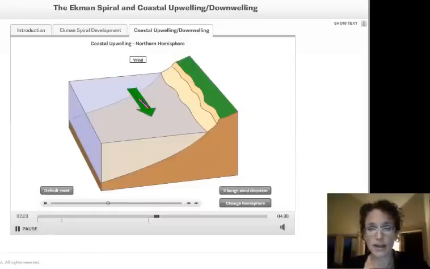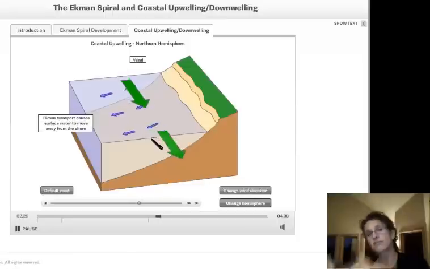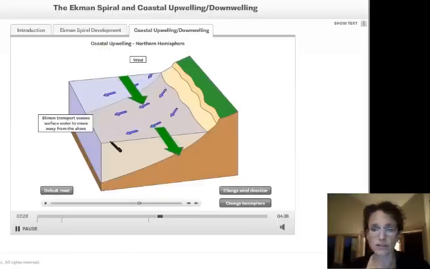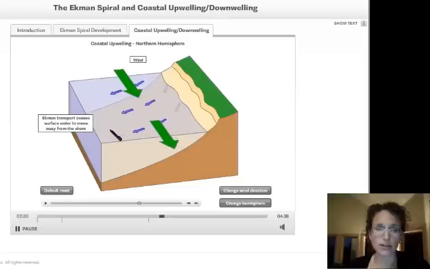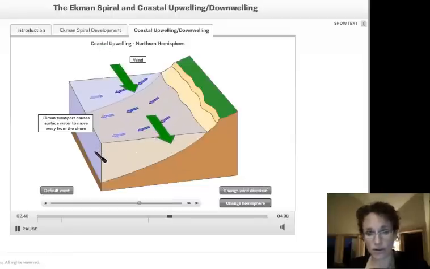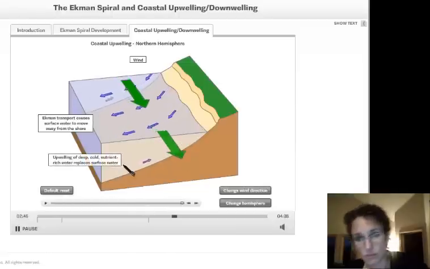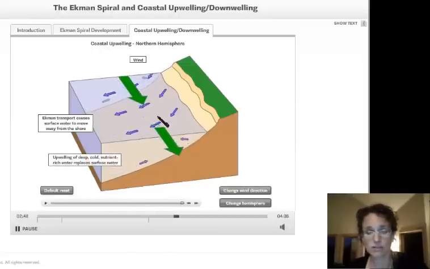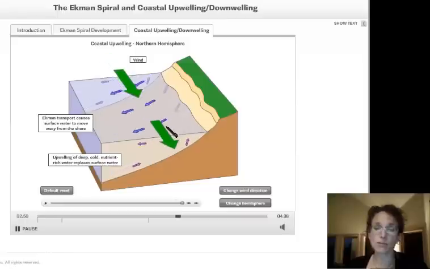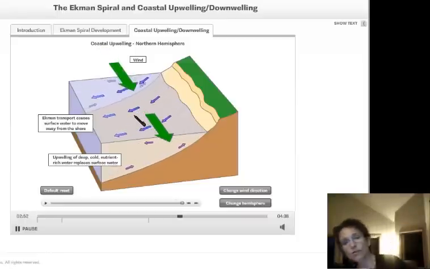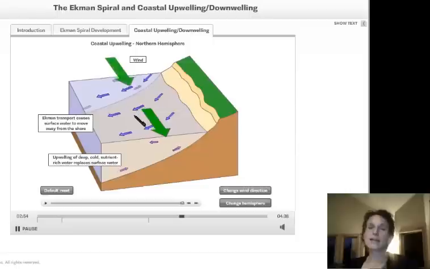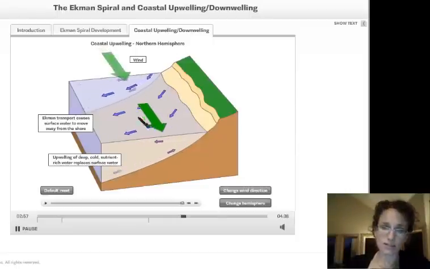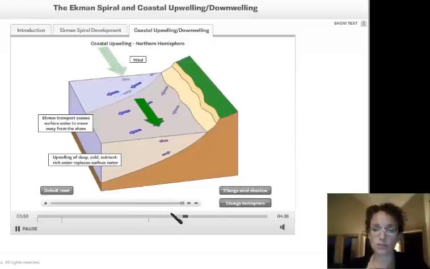If we have the wind blowing in this direction, our deflection is going to be to the right. So that's what the blue arrows are showing. So the surface water is going to be moving away from the shore. And because that water moves away from the shore, then some deeper water is going to move back in to replace that surface water moving from the shore, and that's what we call upwelling. So we have this deep, cold, nutrient-rich water that's going to upwell at the shore as that warm surface water moves away from the shore.